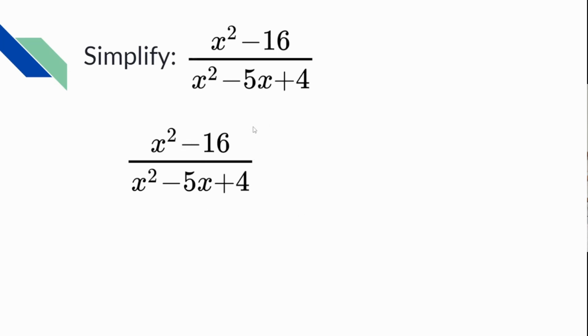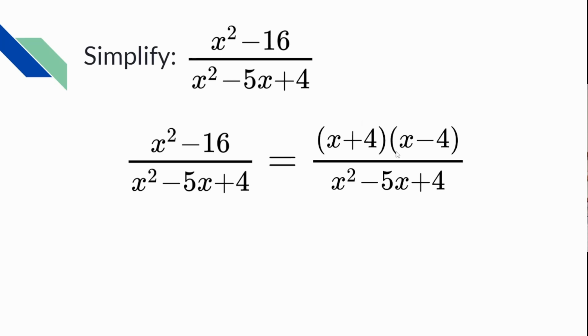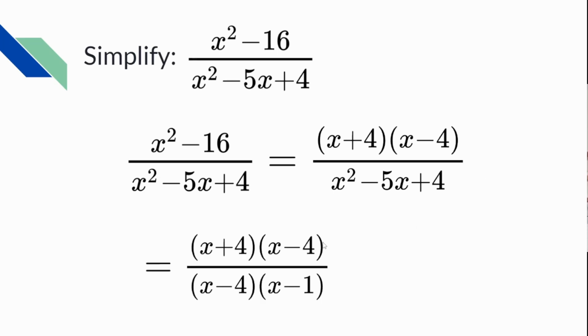Up top, we have x squared minus 16, which is the difference of squares. Okay, so we know how to factor that, right? We get x plus 4 times x minus 4. All right? And in the bottom, this trinomial can be factored via trial and error, right? So let's think of two numbers that multiply together to give 4 and add together to give negative 5. The answer is negative 4 and negative 1. Okay? So this bottom piece factors like this.